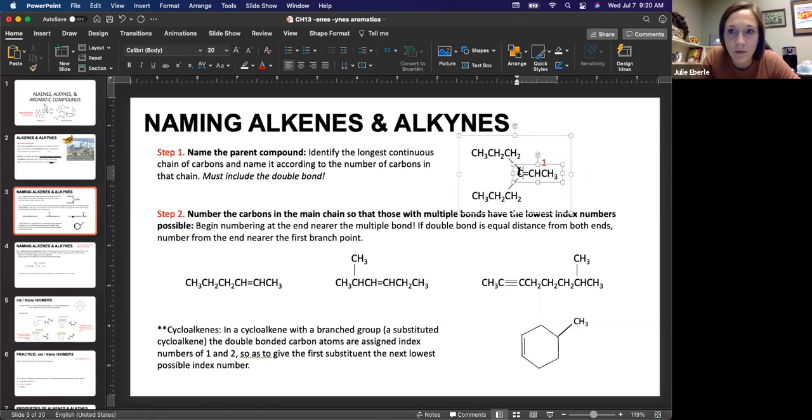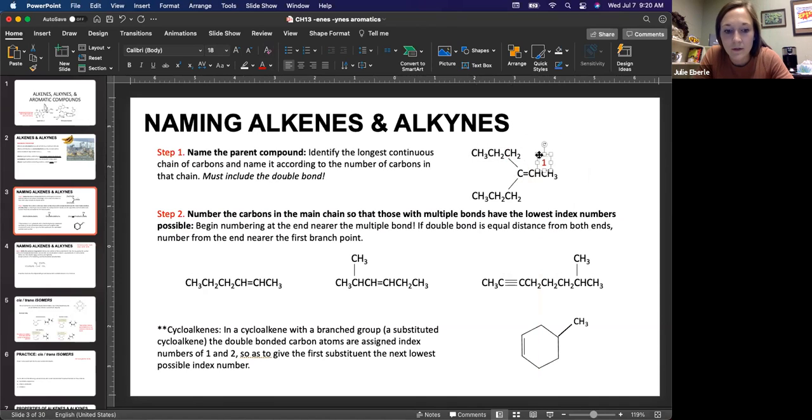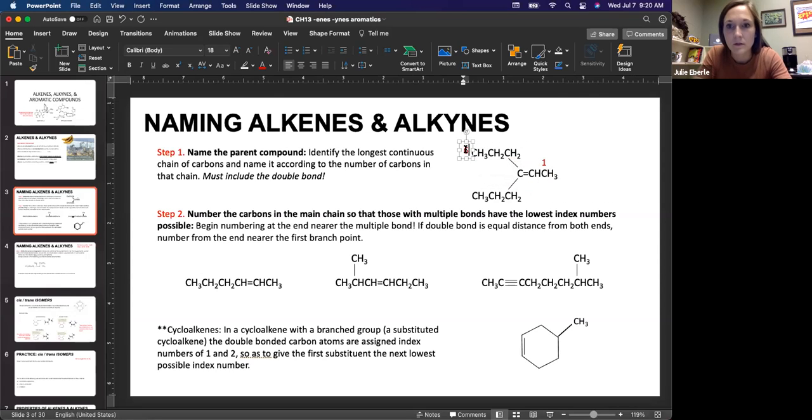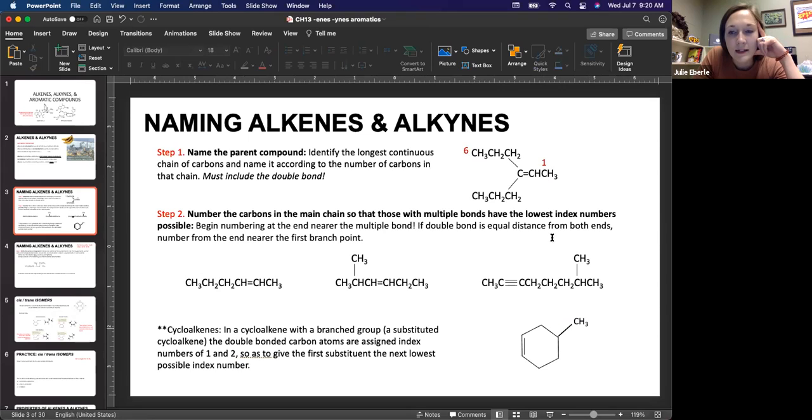Write this down on your paper as I'm going. I'm very limited in my ability to annotate my slides today. And then this would be carbon number 4, 5, and then this last one would be carbon number 6, okay? So I'm going to drag this over here. This is going to be carbon number 6. All right.